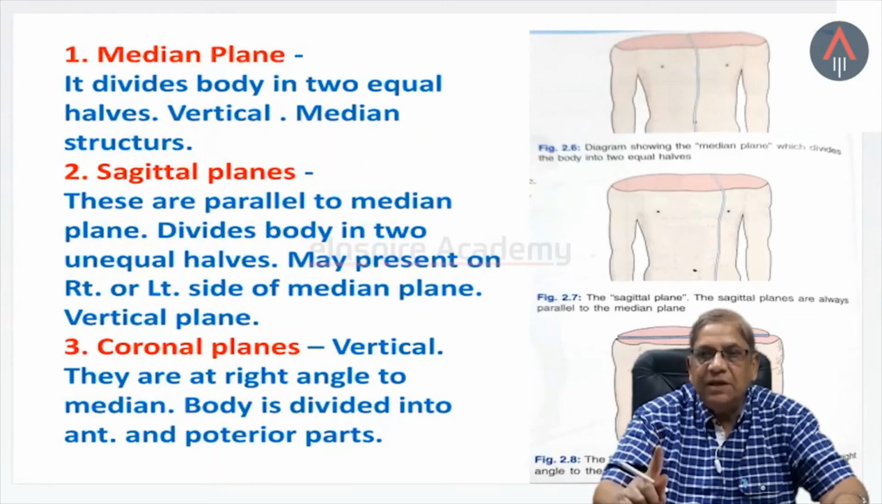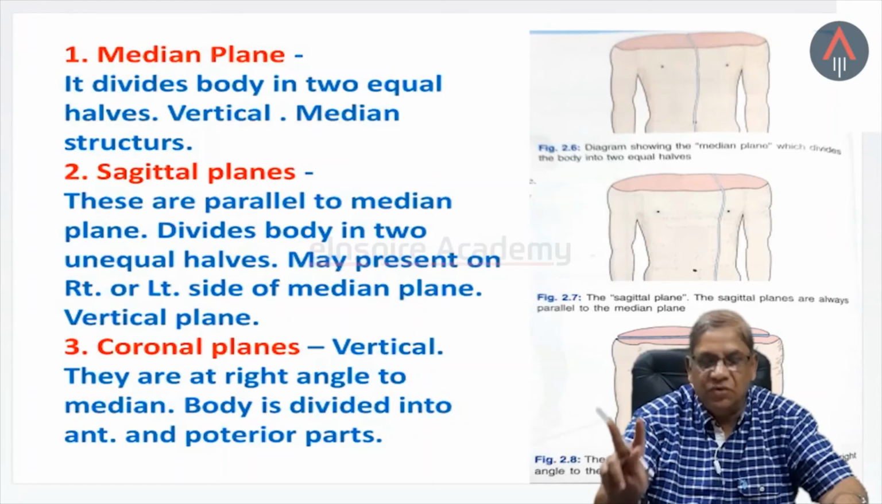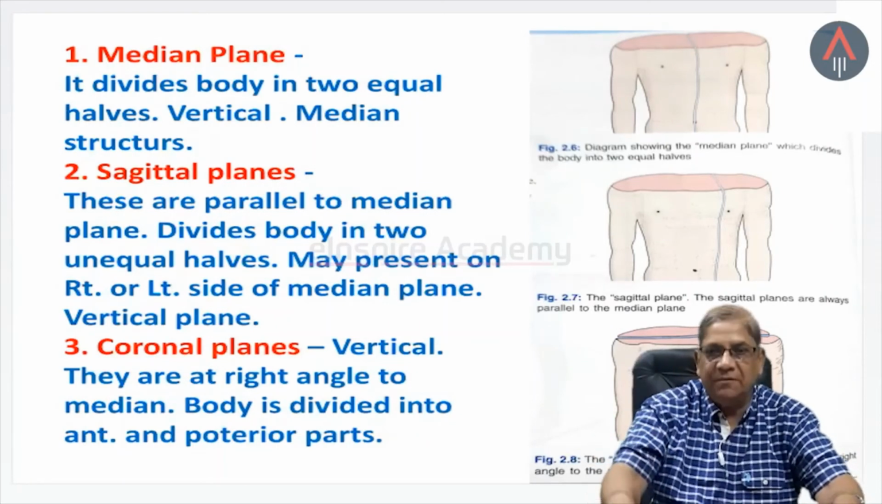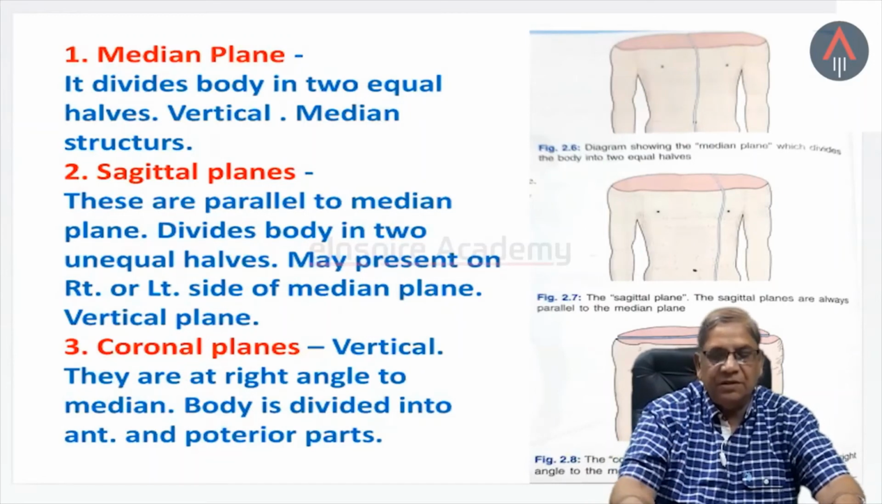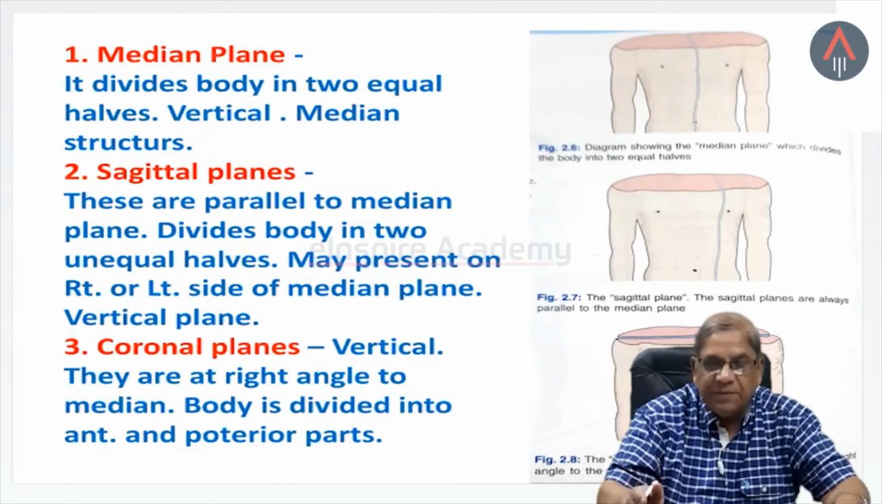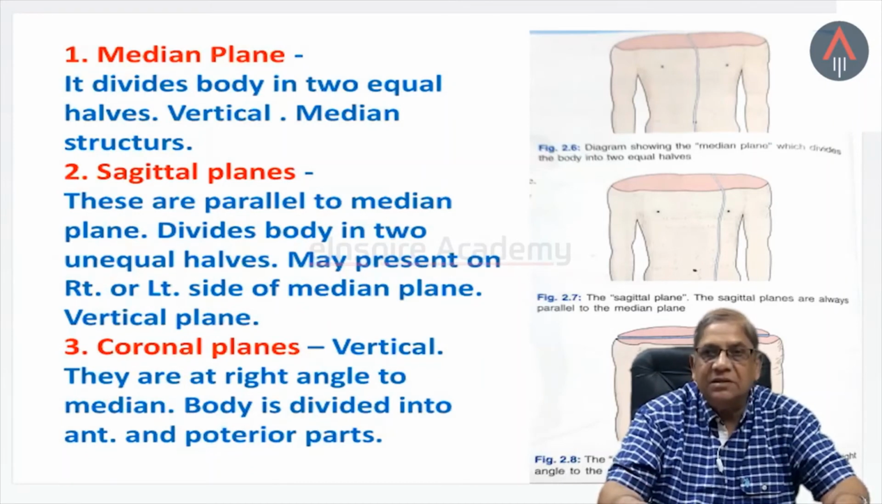The median plane is a single plane because it divides the body into equal halves. So it is always a single plane passing through the median part, the middle part of the body, exactly in the middle.